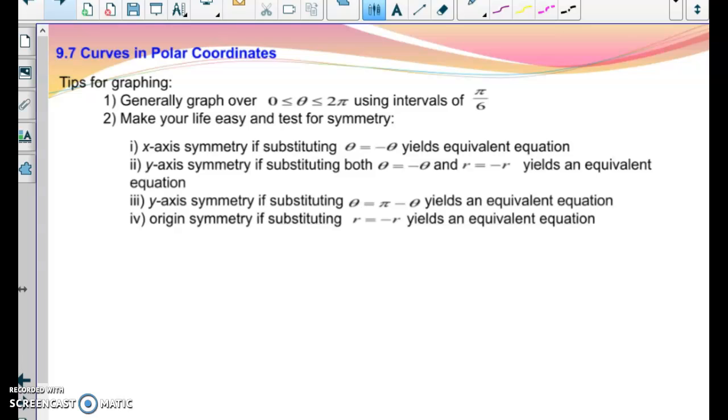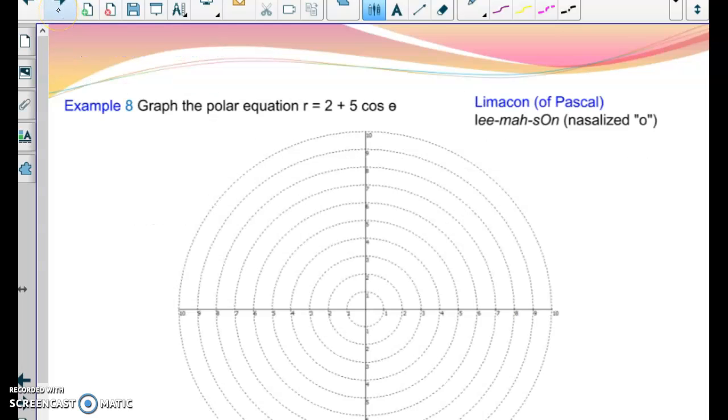Y-axis symmetry, you substitute theta in for negative theta and r in for negative r, and you get the same equation back. That's kind of nice. For the y-axis symmetry, if you substitute in pi minus theta for theta, you get an equivalent equation. And the origin symmetry, if you substitute negative r for r, you're going to get an equivalent equation. All right, some of those make your life easier.